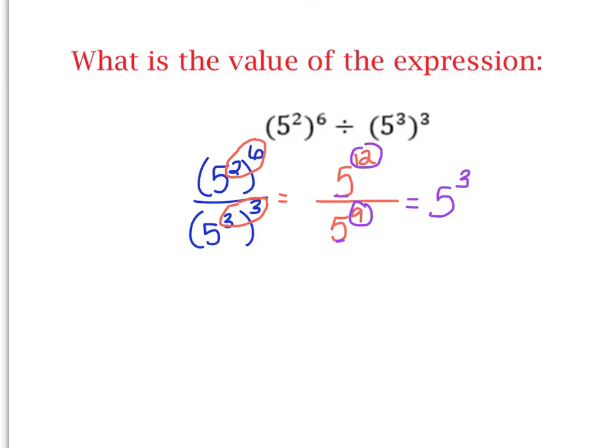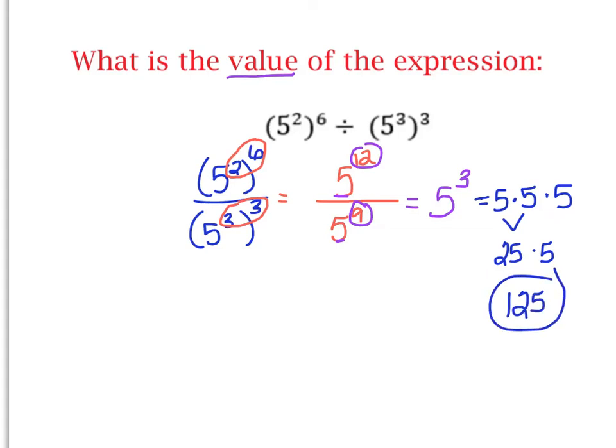But when I go back to the question, it's asking me to find the value. It doesn't ask me to simplify. So when it asks me to find the value, I need to actually multiply the answer out, which means I need to do 5 times 5 times 5. 5 times 5 is 25 times 5, which is going to be 125. And remember, all of the stuff with exponents are usually all on the calculator inactive. So we want to really practice this with no calculator.